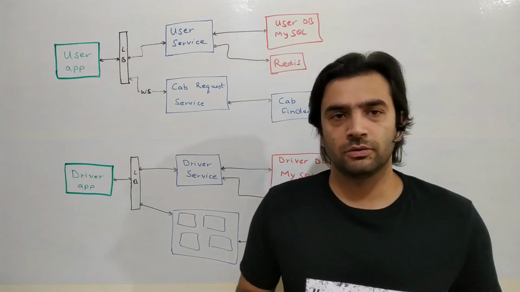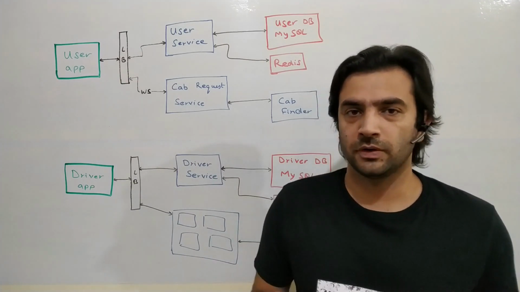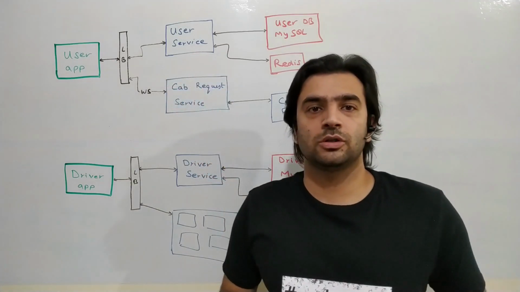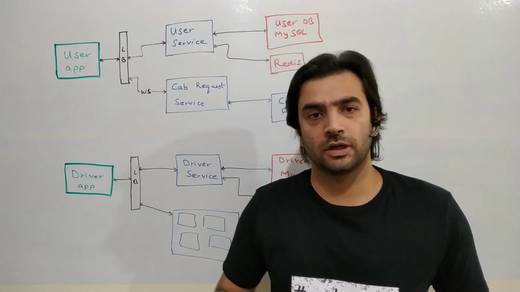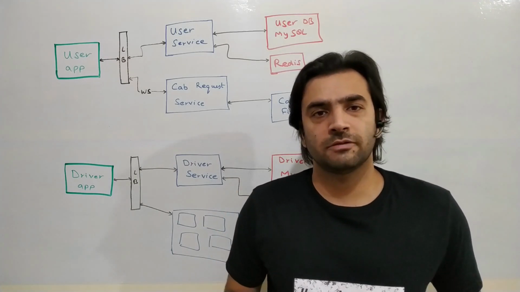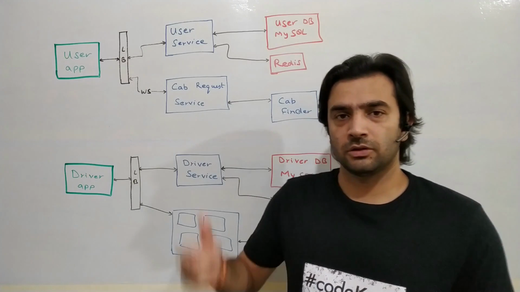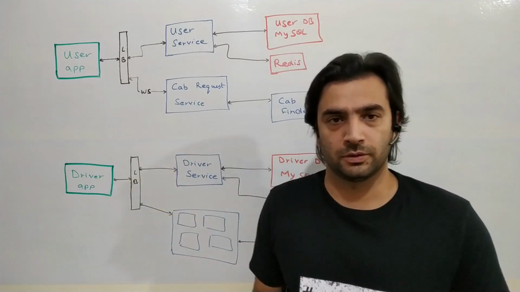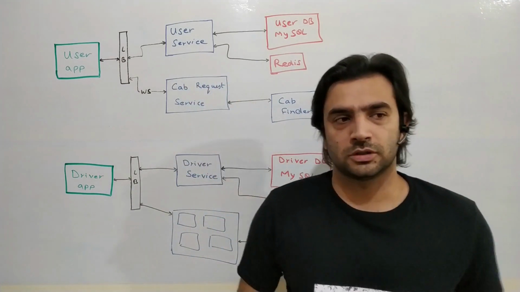For example, if a user wants to see their profile or update their profile, all the APIs to do that are powered by the user service. If any other service wants to fetch user information, all the APIs for that are powered by the user service. Also, if a user wants to see their trips, then this user service will talk to the trip service, fetch all the trips for that user and send it back to the user. So that's the responsibility of the user service.